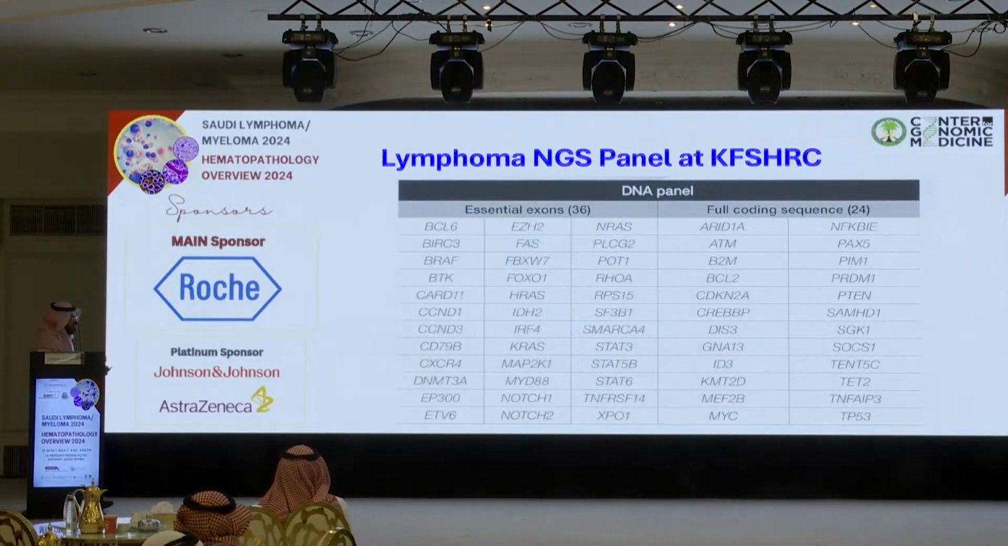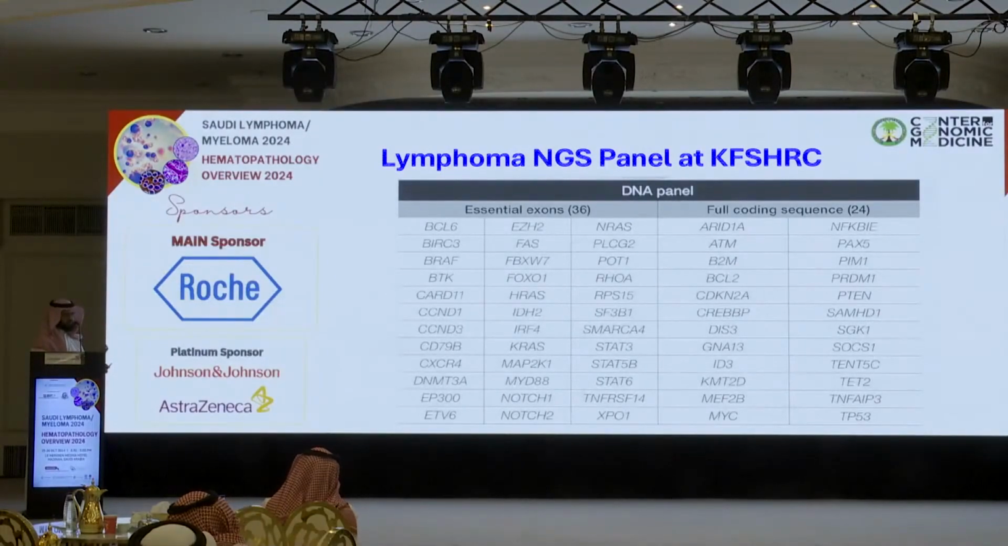I will talk you through what we do at King Faisal in my lab for lymphoma. So we have this lymphoma NGS panel. Still, it's under validation, but in the final stages, we expect to go live in January 2025. So these are around 70 genes commonly mutated in lymphoma, and this panel is DNA only. So we only do DNA, not including any fusions.